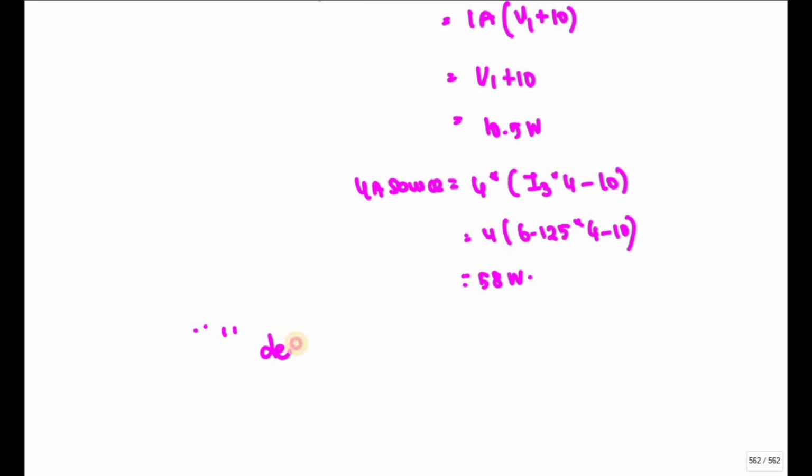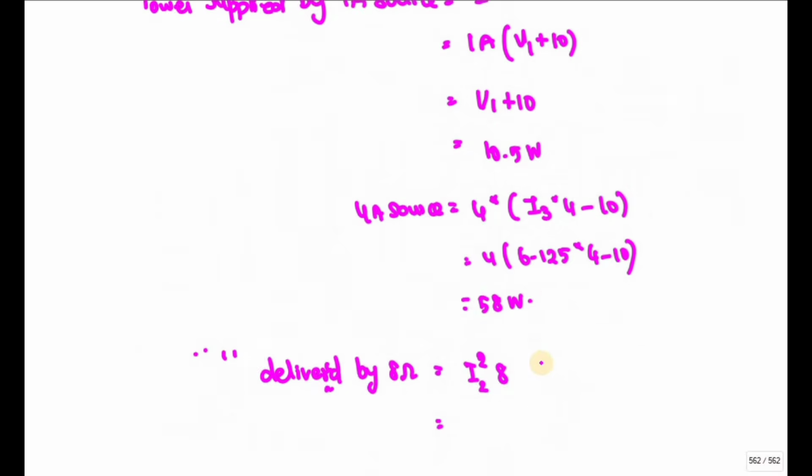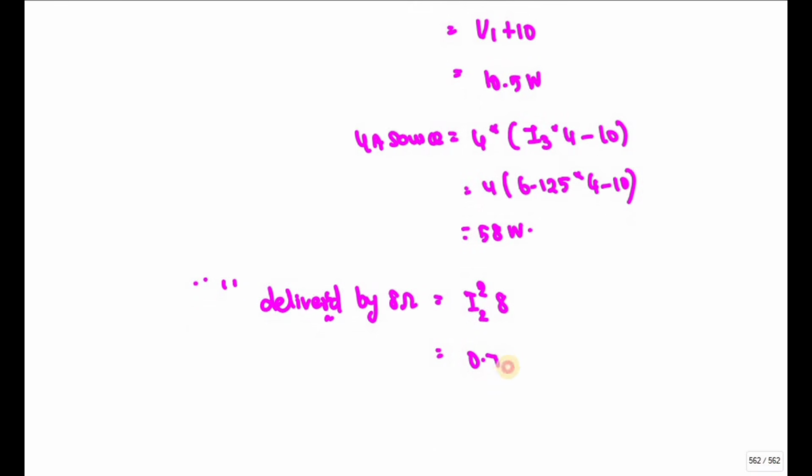Next is the power delivered by the 8 ohm resistor. I can write I squared into 8. The current flowing through the 8 ohm resistor is I2. I2 is 0.75, the whole square into 8, which is 4.5 watts.